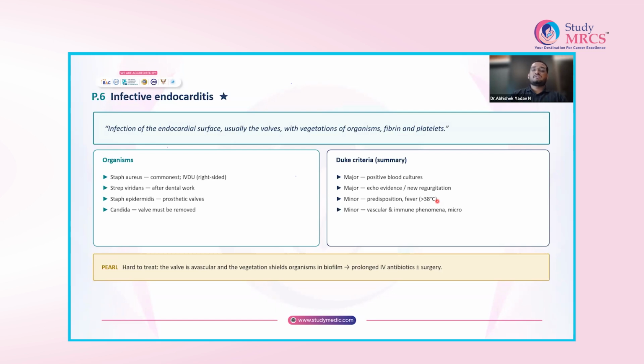So for the diagnosis of infective endocarditis, we have something called the Duke criteria. The Duke criteria involve major and minor criteria. We have two major ones: one is a clinical criterion, as well as an investigational one.